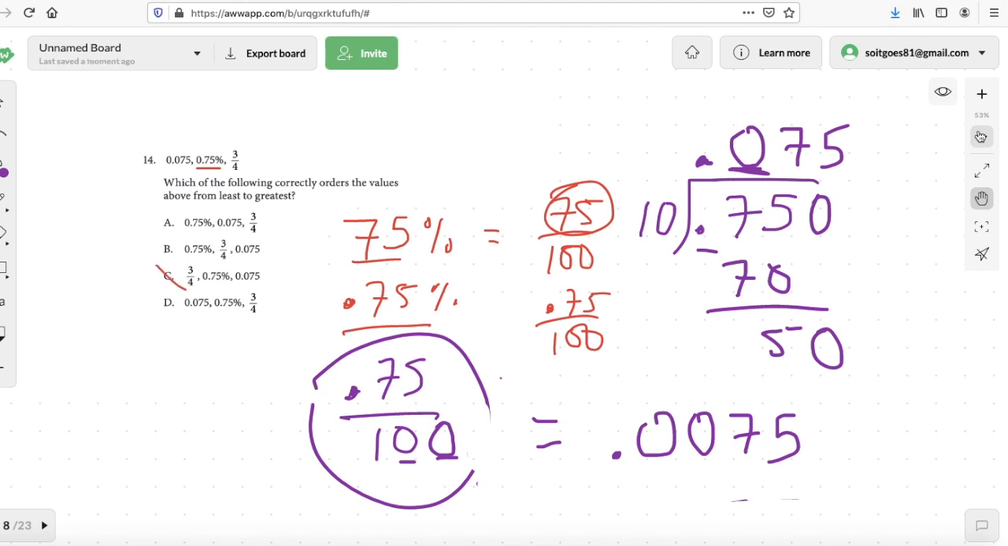Without even knowing anything about percents, without even knowing what we just learned, you should be able to eliminate C right off the bat, because 3/4 is much bigger than 0.075. It's also bigger than 0.75%. What else can we eliminate now? B. Yeah, B also, because they put the 0.075 as bigger than the 3/4, and we're ordering from least to greatest. That's nuts. And maybe we should have started here with the basic logic. I apologize.